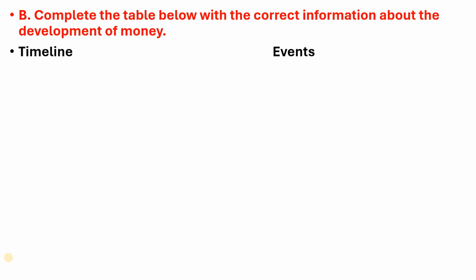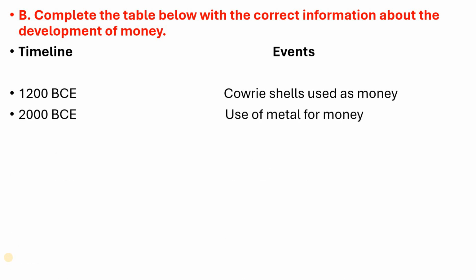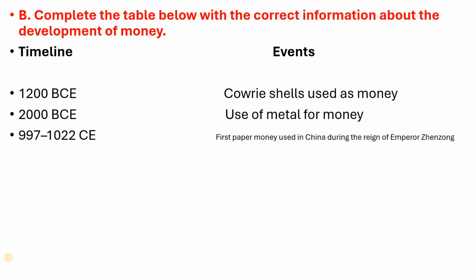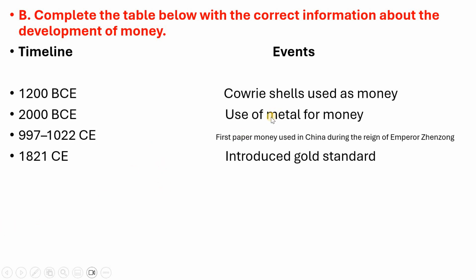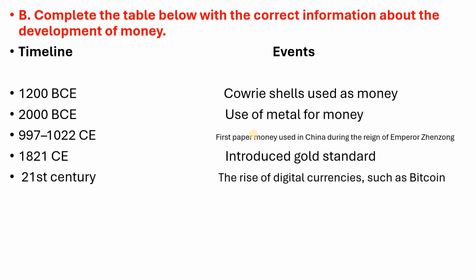So you can say timeline and events. It's given in your textbook. 1200 BC, cowrie shells used as money. 2000 BC, use of metal for money. 997 to 1022 C, first paper money used in China during the reign of Emperor Zhenzong. 1821 C, introduced gold standard. So this is the time, and these are the discoveries or events related to money. Next one, 21st century, the rise of digital currencies such as Bitcoin.